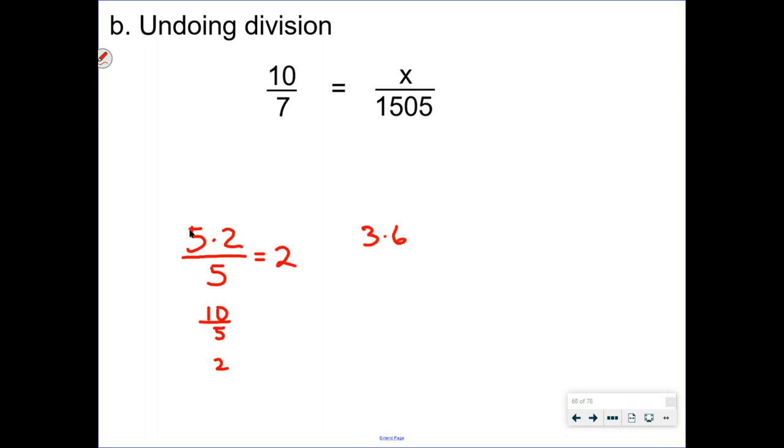3 times 6 divided by 6. Well, 3 times 6 is 18. Divided by 6. Oh, so 18 divided by 6 is 3. So 3 times 6 divided by 6 is 3.